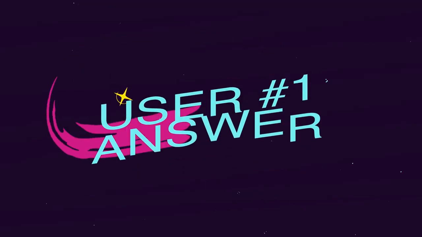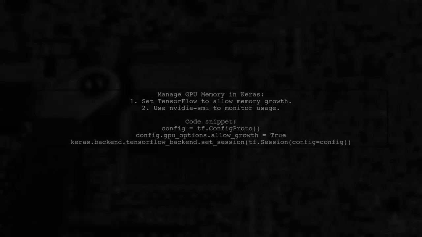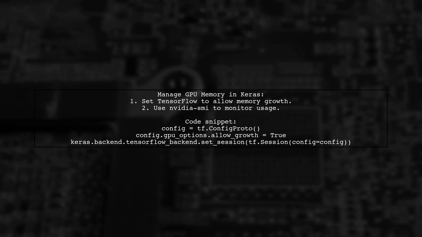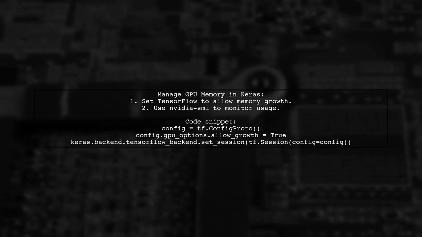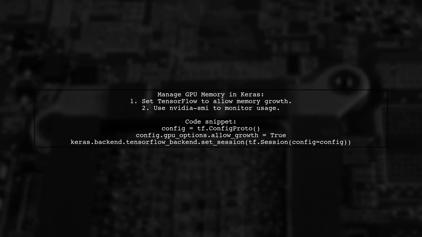Let's now look at a user-suggested answer. To manage GPU memory usage in Keras, you can configure TensorFlow to allow memory growth instead of reserving all memory at once. This way, you can monitor the actual memory usage with NVIDIA SMI.